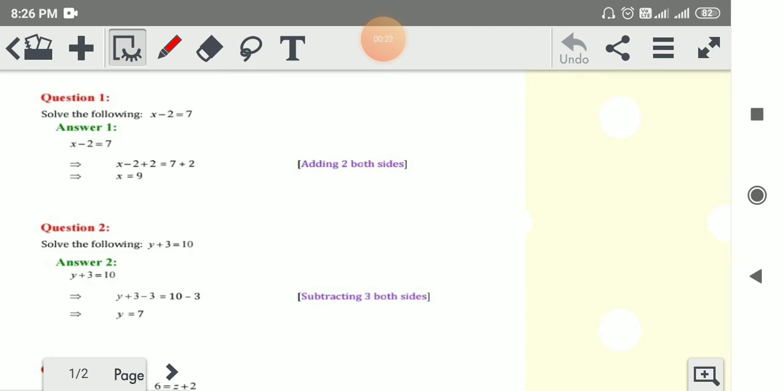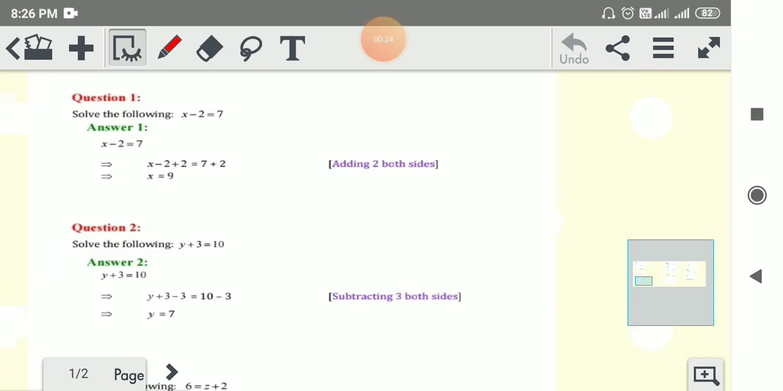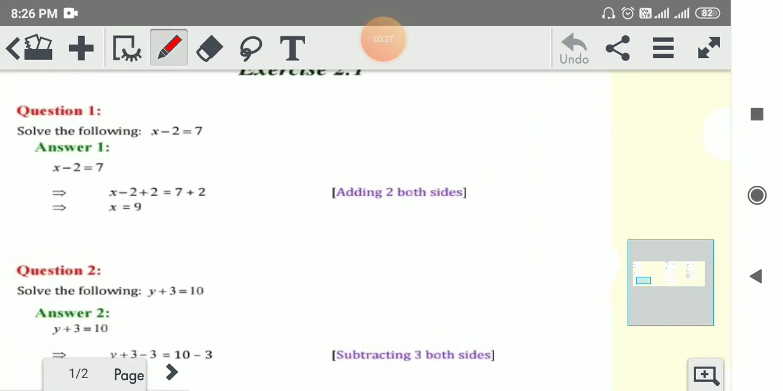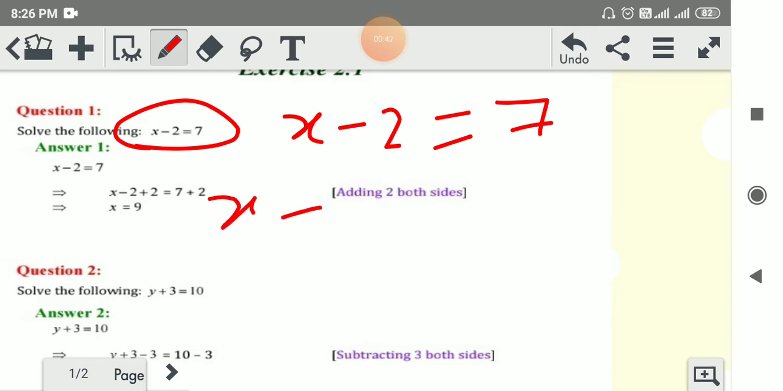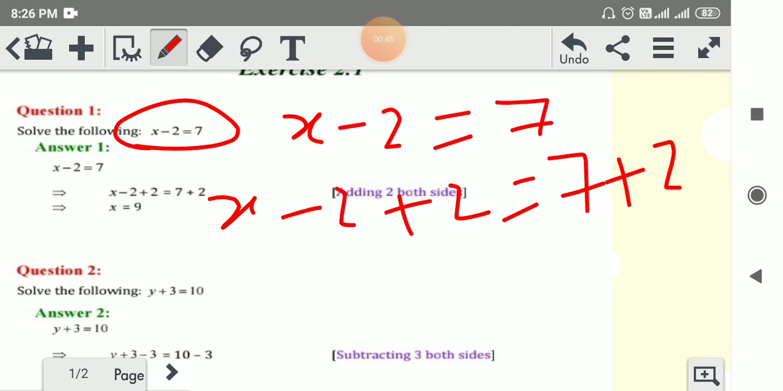First question. Solve the following. Here the first question is x minus 2 is equal to 7. So find the value of x. Here x minus 2 is equal to 7. So firstly we have to add 2 to both sides. Here these numbers cancel and only x is left, and here 7 plus 2 is equal to 9.